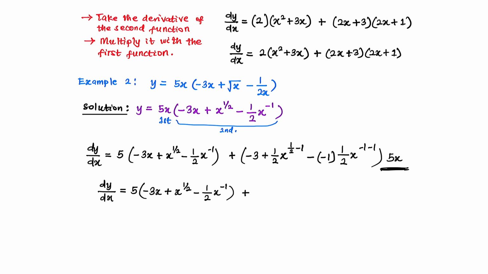Let's bring it forward. So we have 5x, multiply it with minus 3 plus 1 over 2 x raised to the power 1 over 2 minus 1. That will be minus 1 over 2. Next, we have minus minus 1. That will give us plus 1. And 1 times 1 over 2. That will be 1 over 2. And then we have x raised to the power minus 1 minus 1. That's minus 2. And that completes the solution.